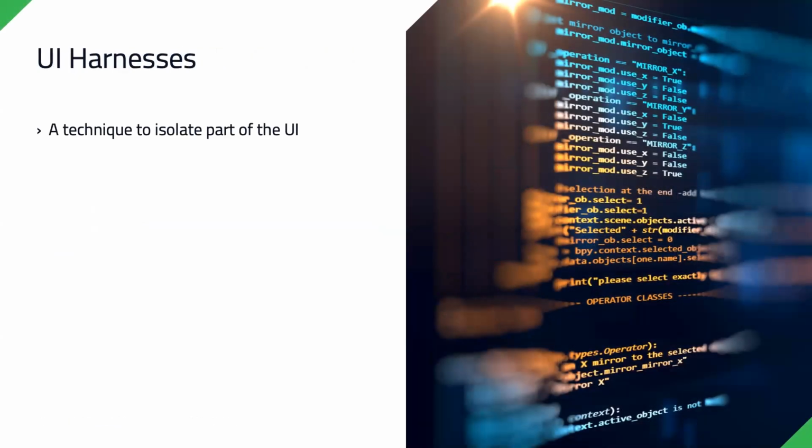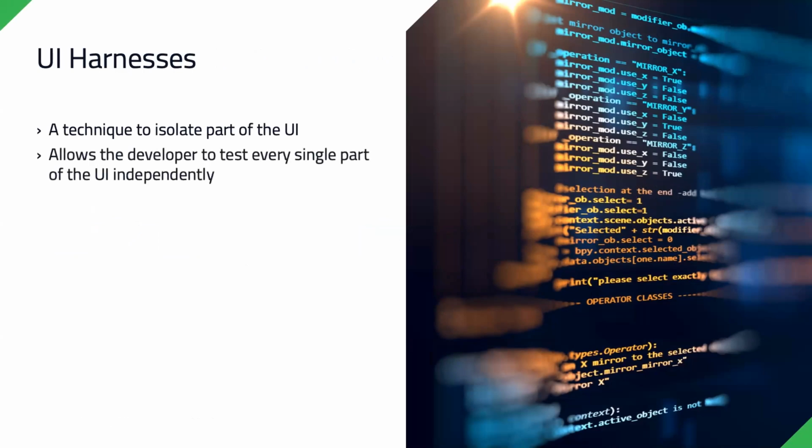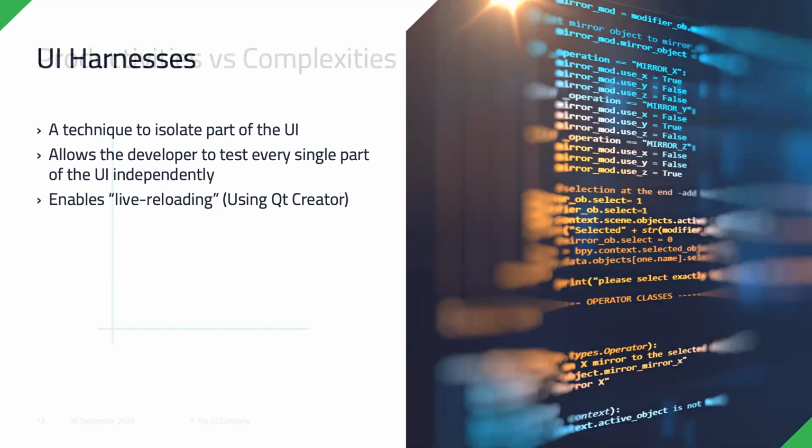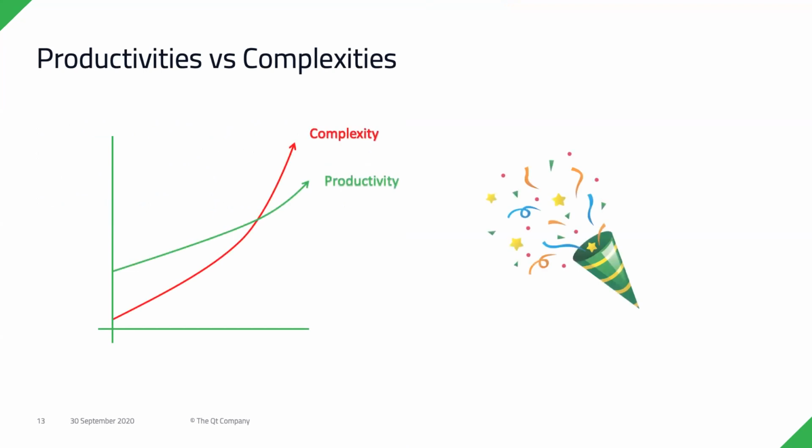And yeah, the harnesses would be the technique to isolate part of the UI, as I mentioned before. This will allow the developer to test every single part of the UI independently. And again, what we are trying to encourage here is to enable live reloading. This will help your development time significantly, because there is no need to compile or recompile everything just to see a different color after you change some parameters or properties in your code. Then we will reach a situation where productivity can be kept high even though the complexity arises.